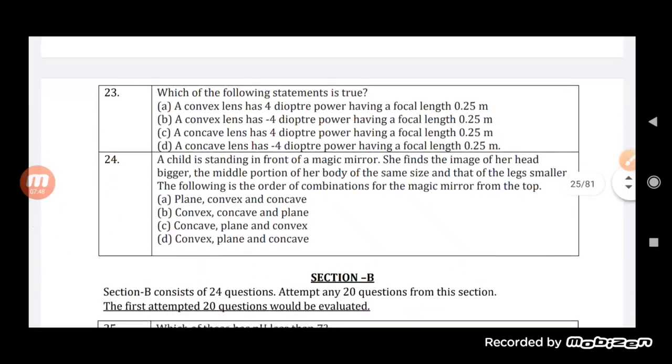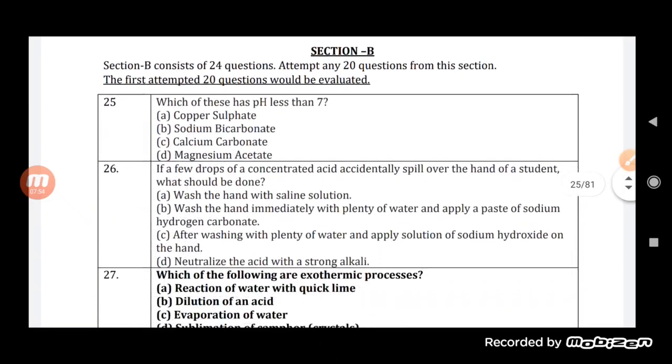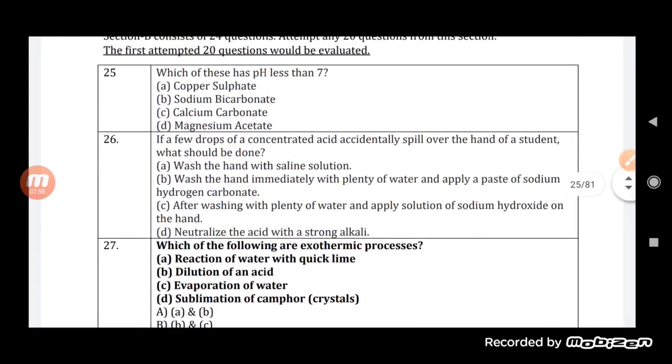So here the option will be the third one, that is the concave, plane and the convex. Now let us move on and see questions from Section B. The first question is: which of these has pH less than 7?